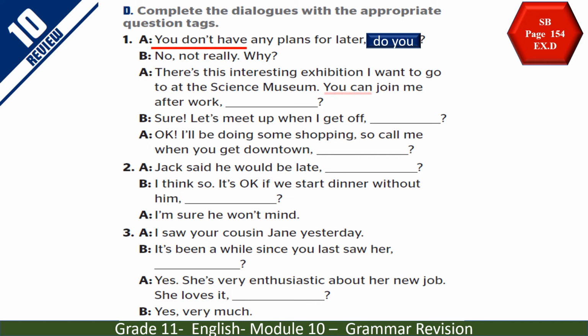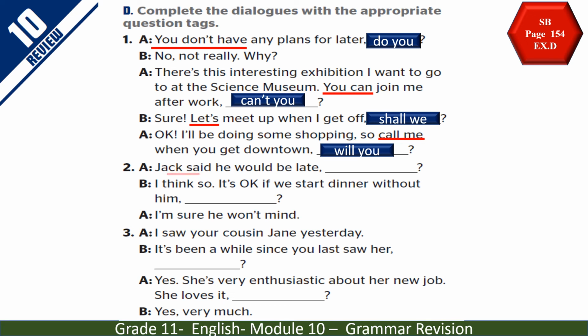Second question tag, the statement says you can join me, so the question tag should be in the negative. Can't you? Here, this statement, let's remember that whenever you see let's, the statement is let's meet up when I get off. So the question tag is shall we? And here we have call me. This is the imperative. And for imperatives, we use will you, whether the imperatives are in the negative or in the affirmative.